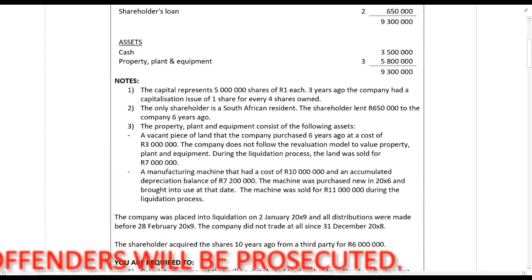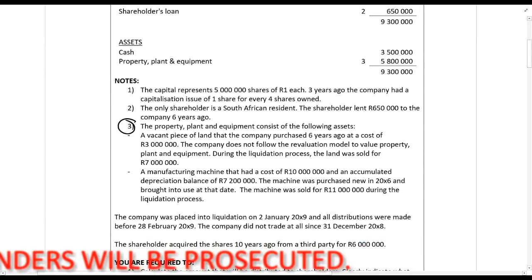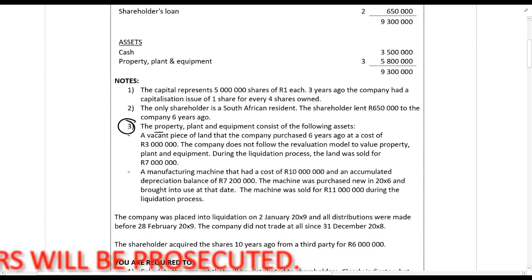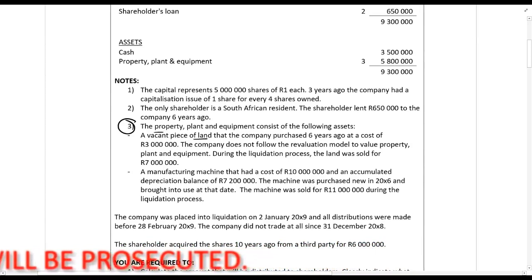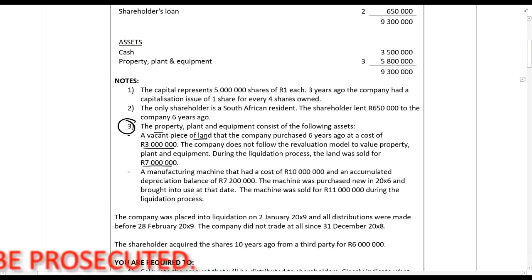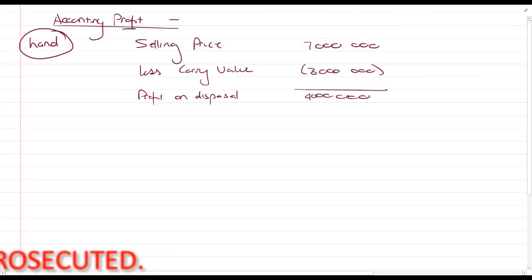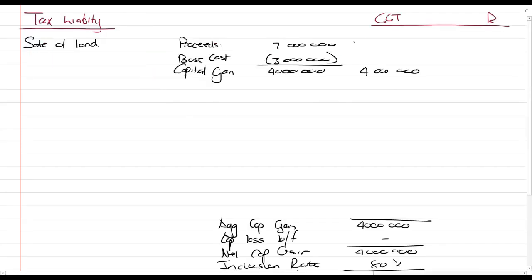Now, what happens in number 3 here, two things. The first thing is they sell a piece of land, that's the same piece of land, had a cost of 3 million, sold for 7 million rands. I'm just reminding you, so the accounting profit on the land, selling price less carrying value, gives you a profit on disposal of 4 million rands. Right, for tax, proceeds less base cost gives us a capital gain.